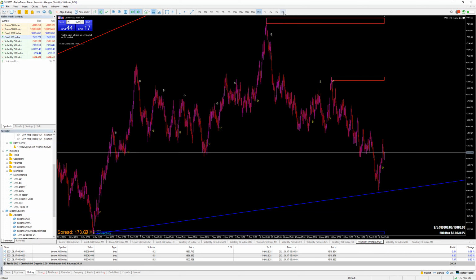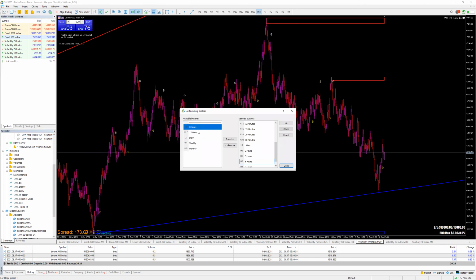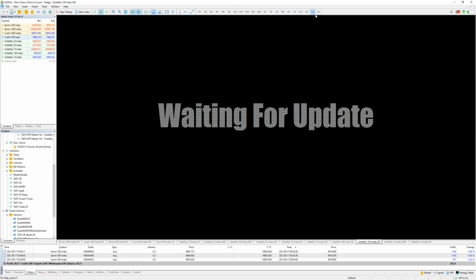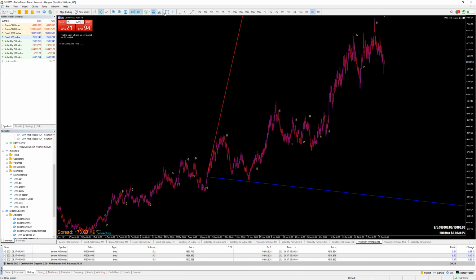The best thing with MT5, we have even 6 hours, we have 8 hours, we have 12 hours, and we also have daily, even weekly and monthly. So this means that I can say, I just want to pick my trades not from H4 now, I just want to pick my trades from 6 hours, not 4 hours. It is the same thing, guys.